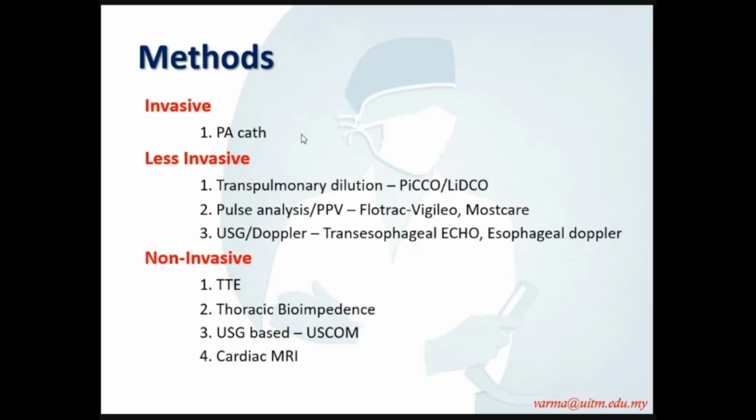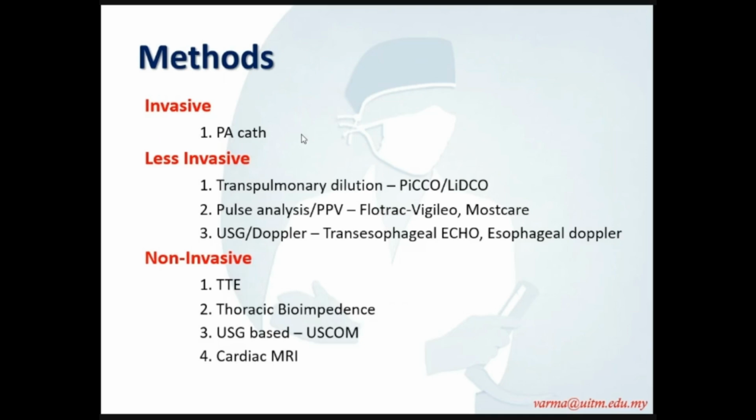Next, less invasive. They are still invasive, but not as invasive as the PA catheter. Your PA catheter goes from your IJC all the way to the pulmonary artery. It's very invasive. So less invasive, you use transpulmonary dilution, whether you use PICO, which is pulse-induced cardiac contour output analysis, or LiDCO, which is lithium dilution cardiac output analysis. They are invasive in that you need a central line and an art line, usually a femoral art line. You need a bigger cannula arterial line. So they are still invasive, but not as invasive as a PA catheter.